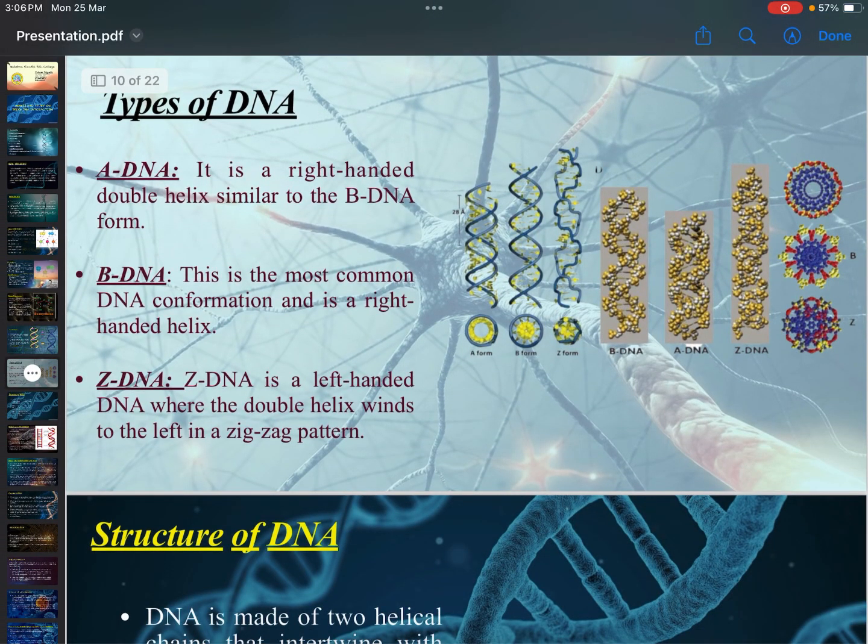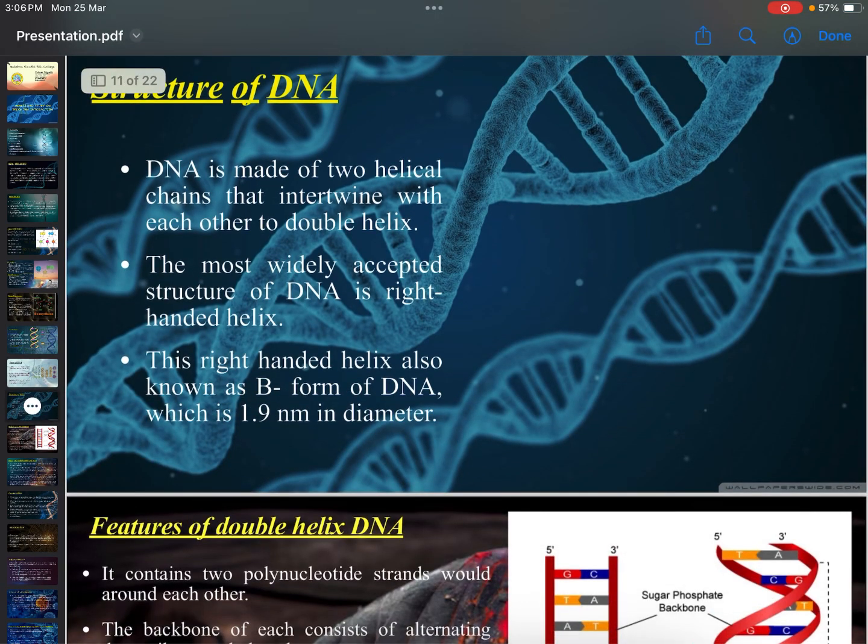Now let's see the types of DNA: A-DNA, B-DNA, Z-DNA. A-DNA and B-DNA are right-handed helices, that is, their orientation is to the right, whereas Z-DNA is a left-handed helix. Okay, this is the very common differentiation between these types of DNA.